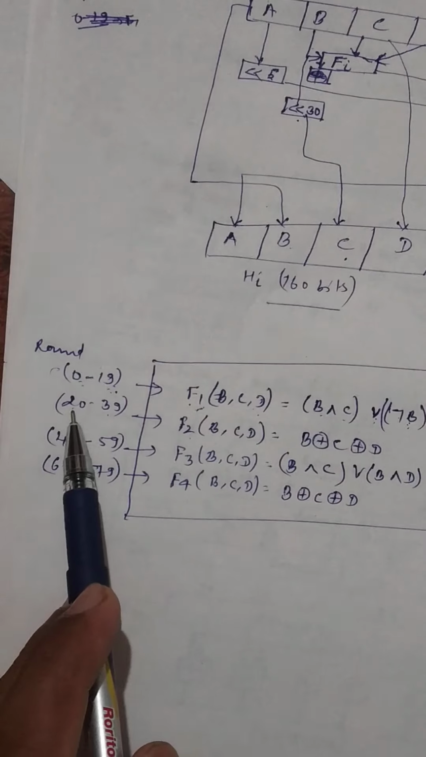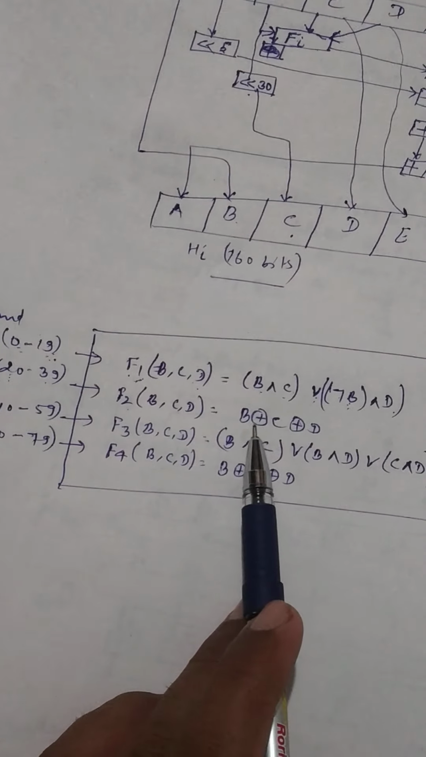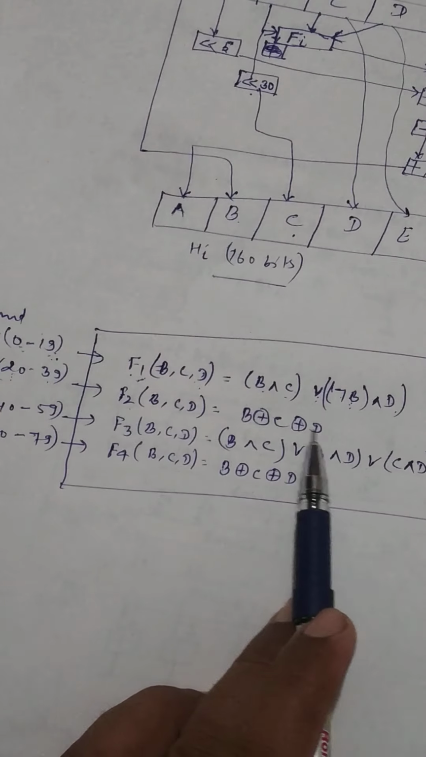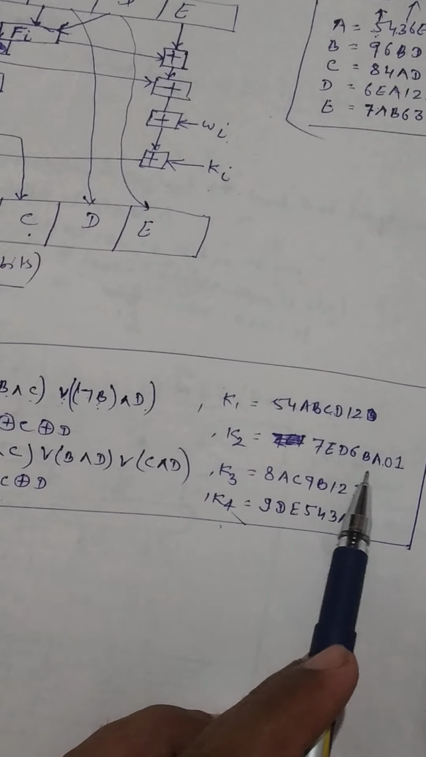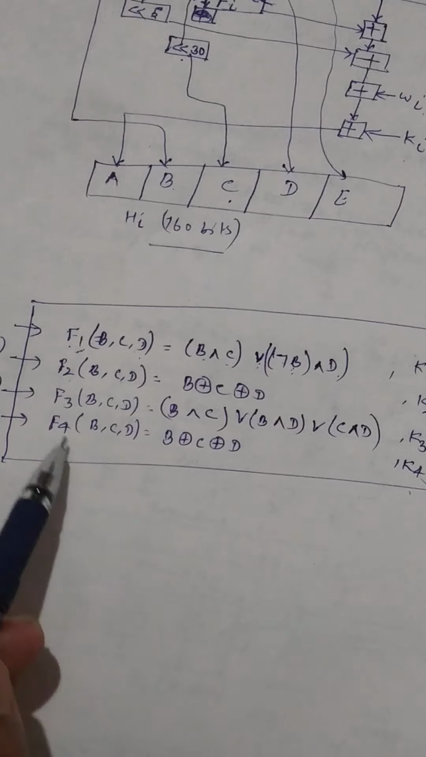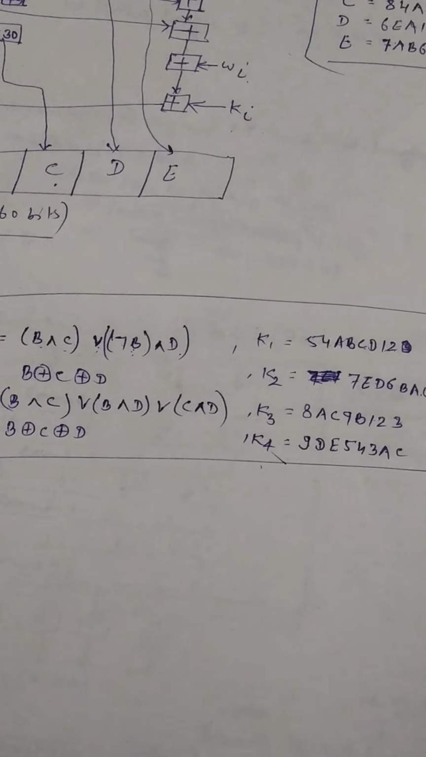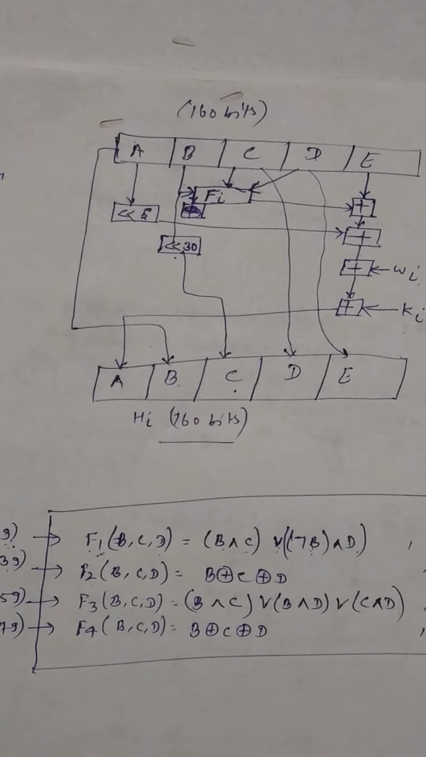For round 20 to 39, we will use function F2. And what is this one? B XOR C, and the output of this one will be XORed with D. And now we will apply constant K2, that I have already explained. So similarly we apply F3 and F4, and similarly we can go for the constants K3 and K4. Okay, so these are the functions.